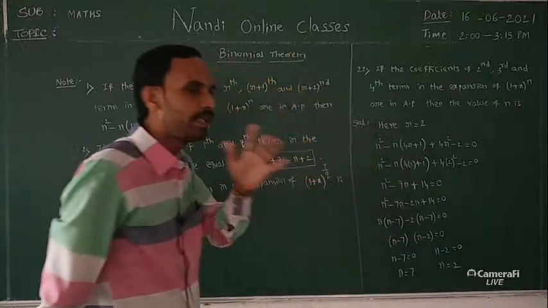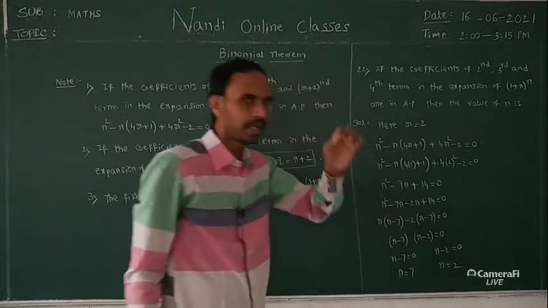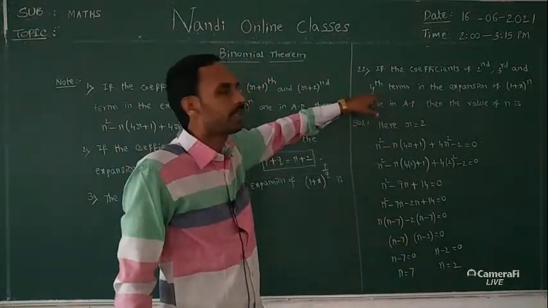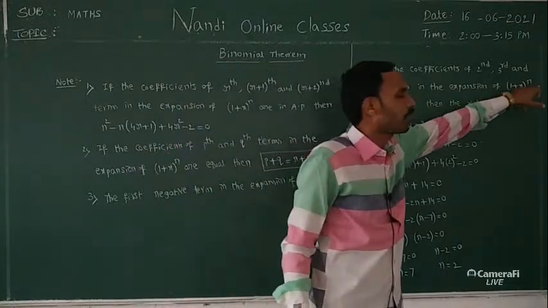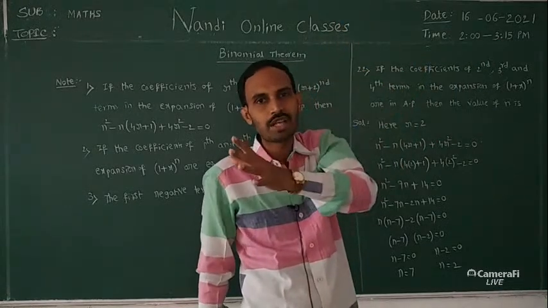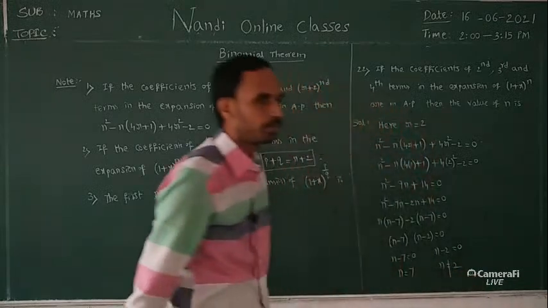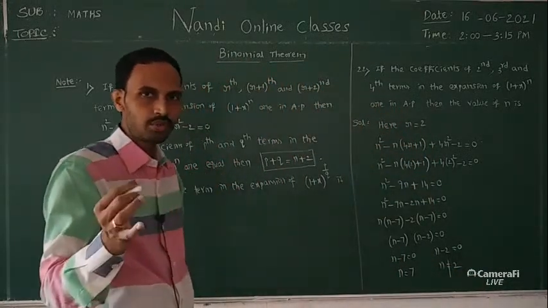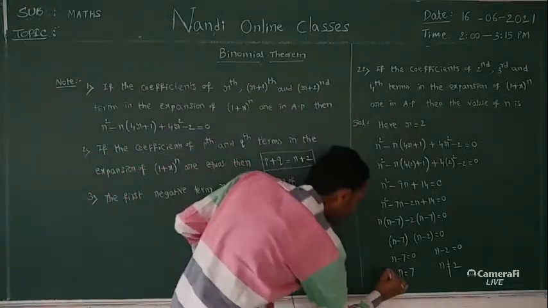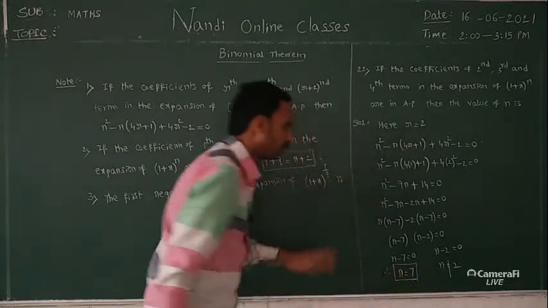Right. Among them, one is wrong. See, if you take n value 2, in that expansion, the fourth term will not appear. 1 plus x whole square is 1 plus x square plus 2x, only 3 terms are there, the fourth term does not exist, that is why n is not equal to 2. If you take n value 2, the fourth term will not come in that expansion, that is why the n value is compulsorily 7 only. Okay, write it.